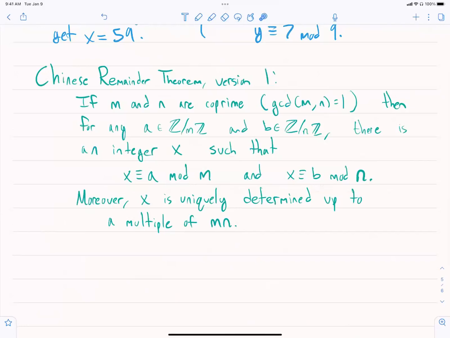But moreover, the x you find is going to be uniquely determined up to a multiple of m times n. So if you shift x by a multiple of m times n, you don't change what it is mod m and you don't change what it is mod n. So somehow that's the most uniquely determined you possibly could be. And if you think about it a little bit, you'll see that really that is exactly how uniquely determined you are.